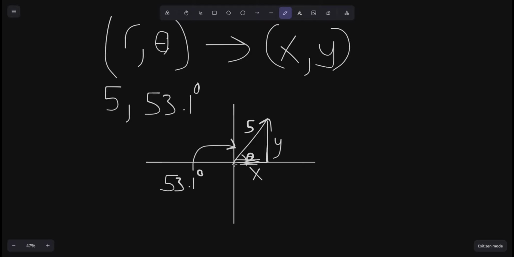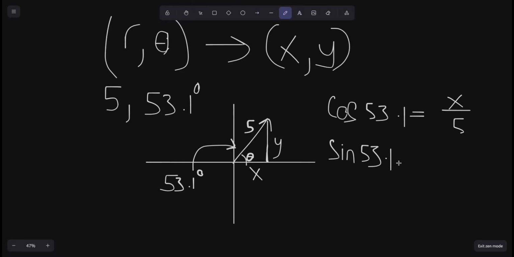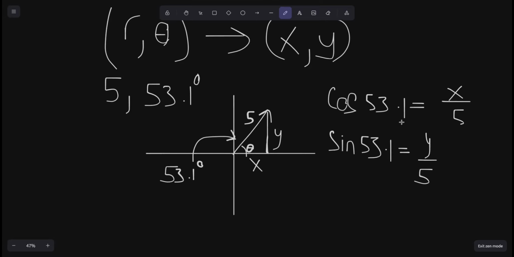Well, what's x? x is that adjacent side. 5 is our hypotenuse. Adjacent over hypotenuse, that's cosine. Cosine of our angle, which is 53.1, is equal to x over 5. And likewise, sine of the angle, 53.1, is equal to the opposite, which is y, over the hypotenuse, which is 5. And so you can just multiply both sides by 5 to get the result.